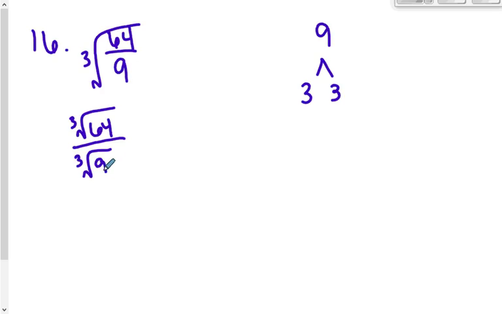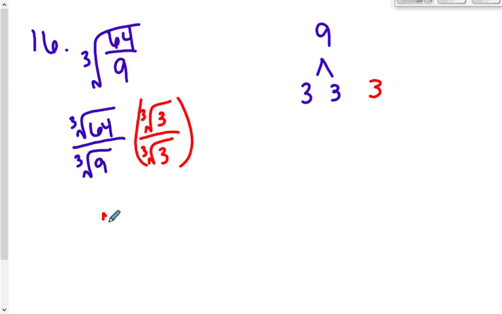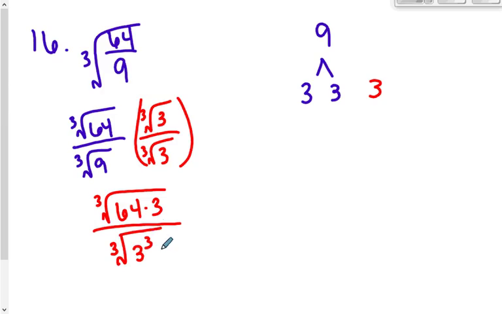I need groups of 3 for a cube root, right? For it to cancel. I only have 2 things now. I need 1 more. What do I need 1 more of? I need another 3 out there. So I'm going to multiply the top and the bottom by the cube root of 3. So then on the top, right now I'm going to leave it as 64 times 3. And on the bottom, I have the cube root of 3 cubed. Does everybody understand where the 3 cubed came from? So I've got 1, 2, 3.